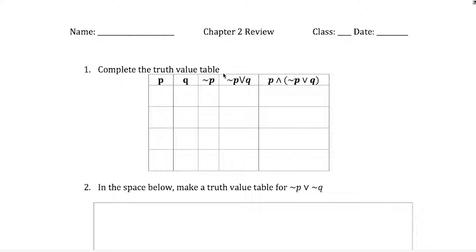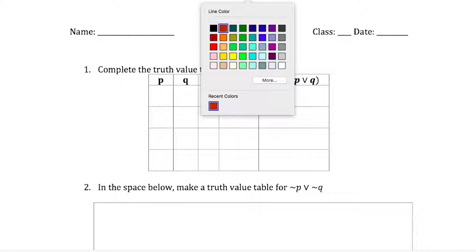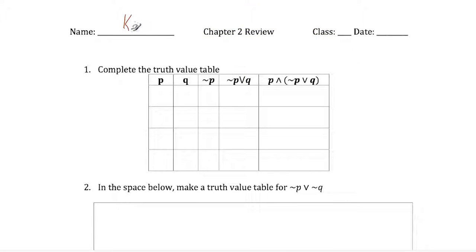Okay, here we're working on the Chapter 2 review questions for your midterm exam. So let's get to it. So this is the key. All right, so when we make a truth value table, what we want to do is have all the combinations of true and false.